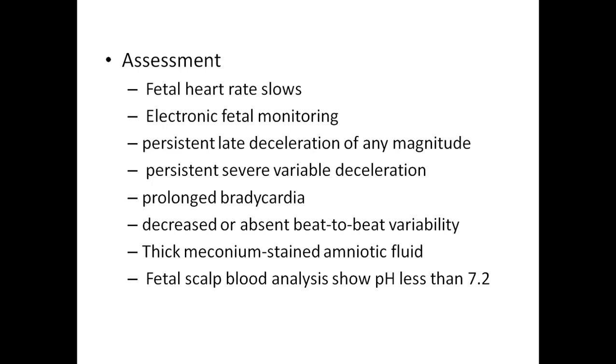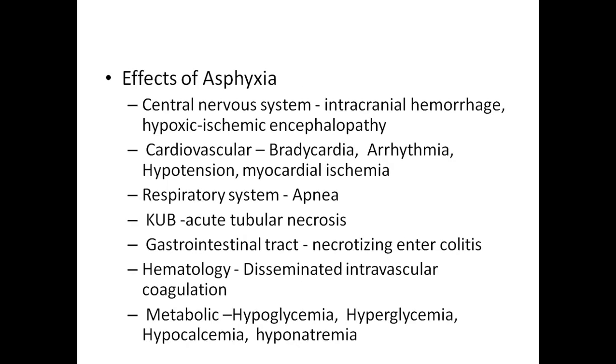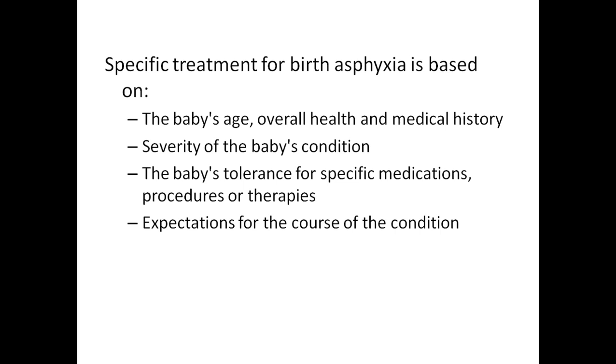Effect of asphyxia on the central nervous system: intracranial hemorrhage, hypoxic ischemic encephalopathy. Cardiovascular includes bradycardia, arrhythmia, hypotension, myocardial ischemia. Respiratory system: apnea. The kidney: acute tubular necrosis. GIT: necrotizing enterocolitis. Hematology: disseminated intravascular coagulation. Metabolic includes hypoglycemia, hyperglycemia, hypocalcemia, hyponatremia.